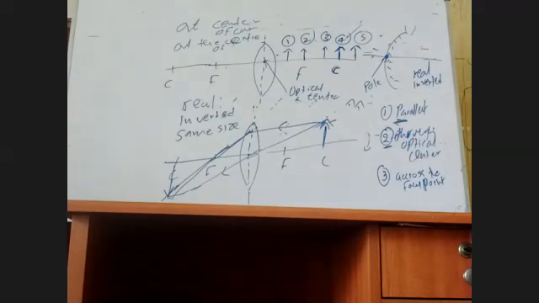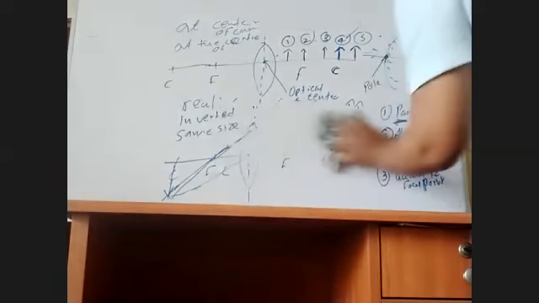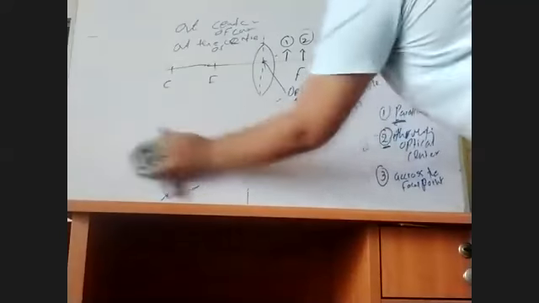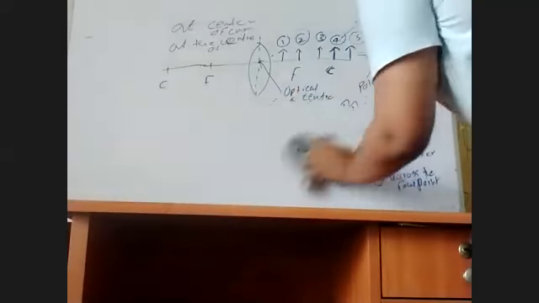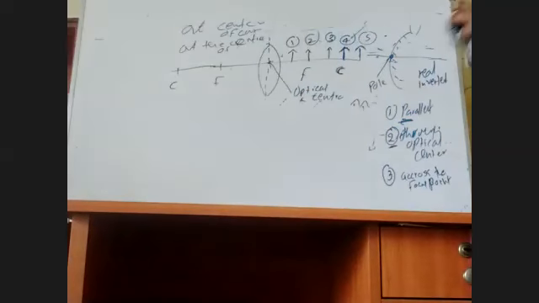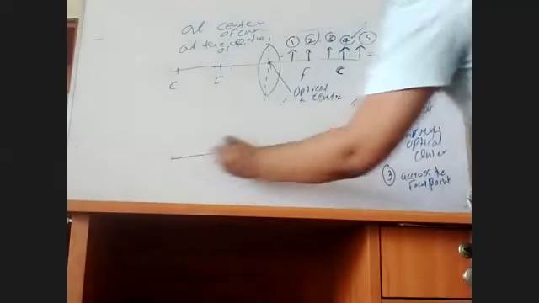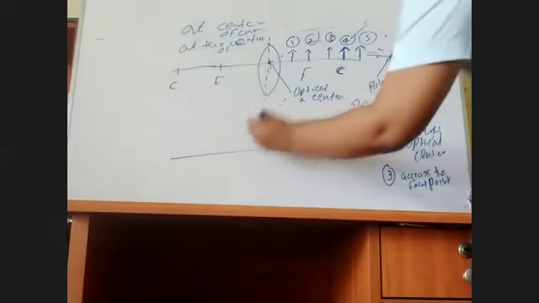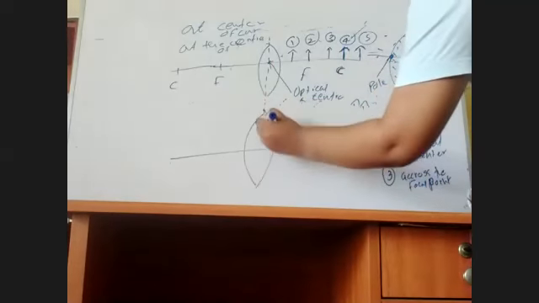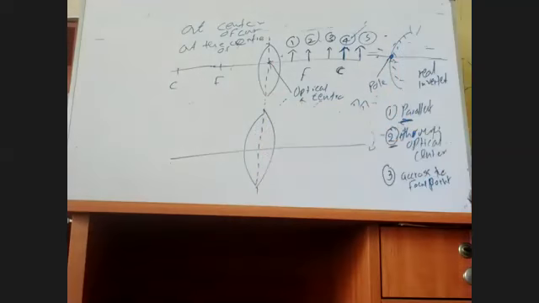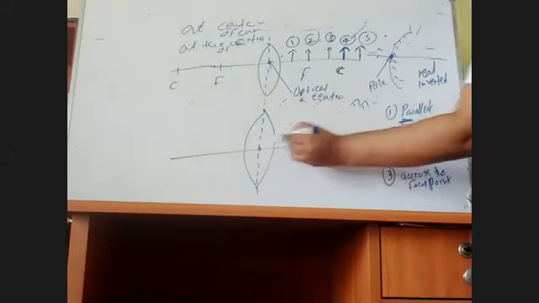Okay. Then our fifth part is here. Here is our principal axis. Here is the lens. Here we can draw the optical center. This is the optical center of the lens.